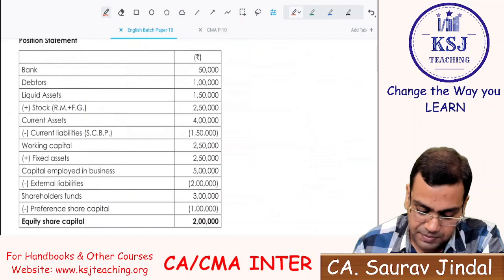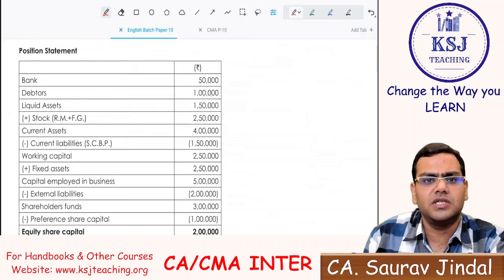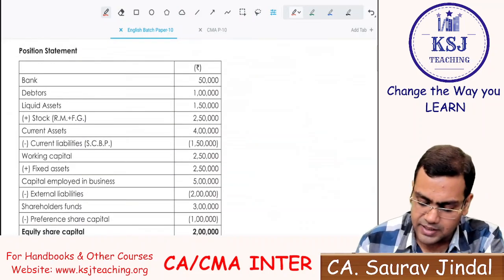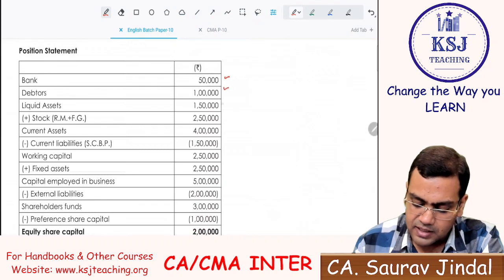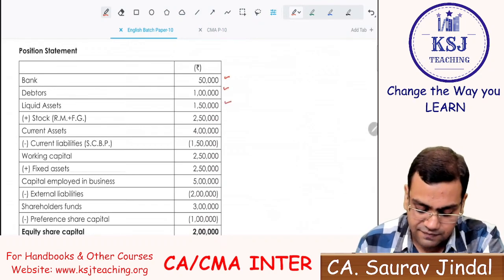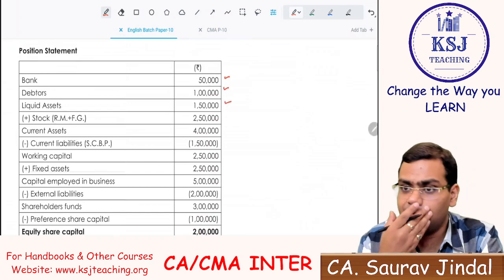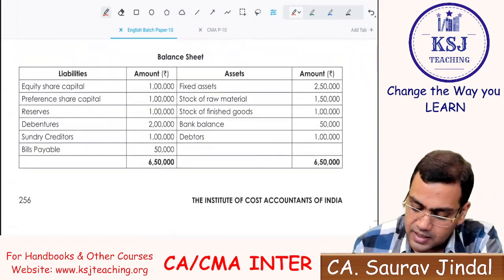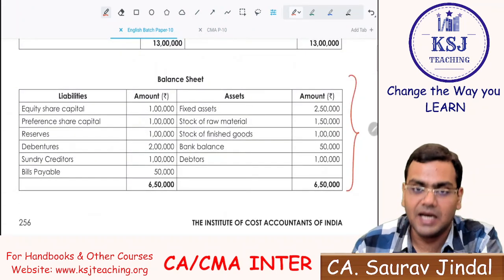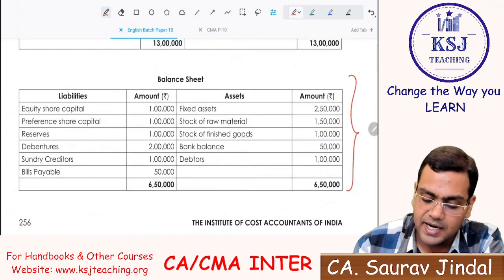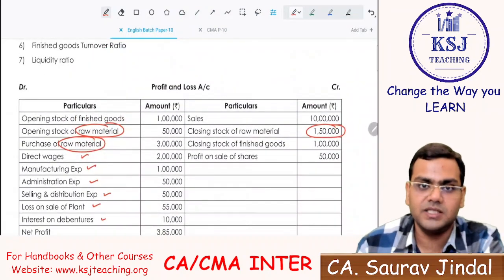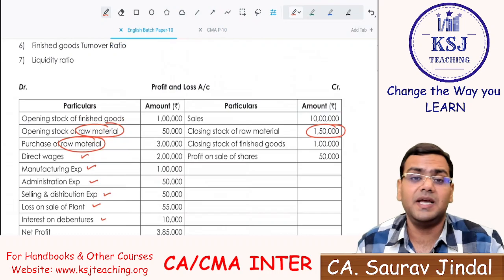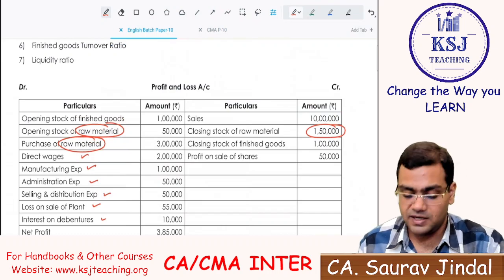After that, he has prepared the position statement, which is basically the balance sheet. Bank is given, debtors are given, and liquid assets you get from here. If you add inventory to the liquid assets, you get current assets. So you can prepare it as per the requirement. Even if you don't prepare it, you can calculate all these things from the balance sheet directly. But yes, redrafting the profit and loss statement was important for the calculation of GP and other things. Otherwise, the ratios would have been difficult to calculate.